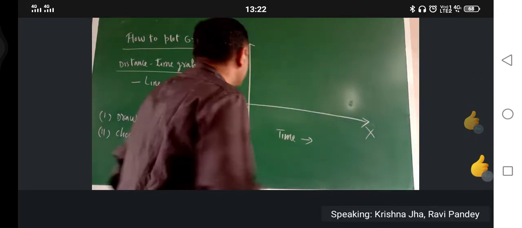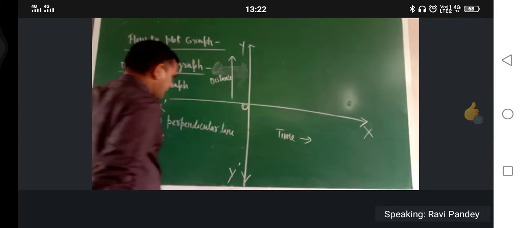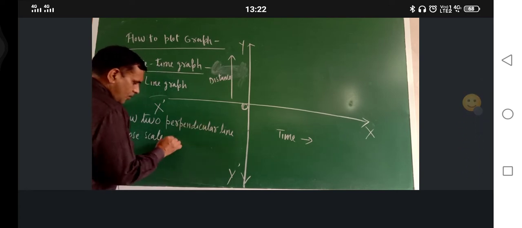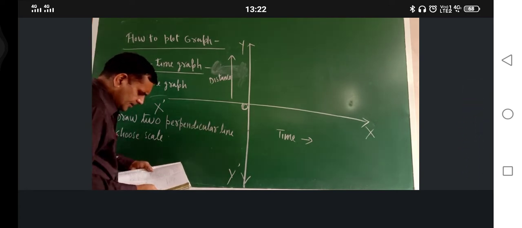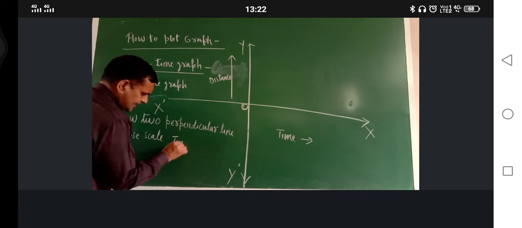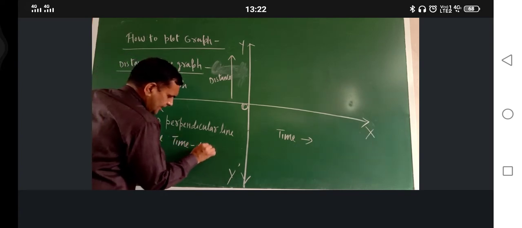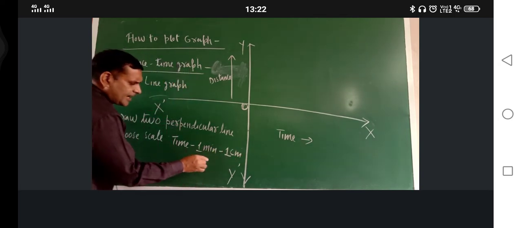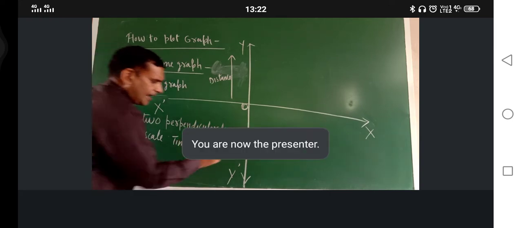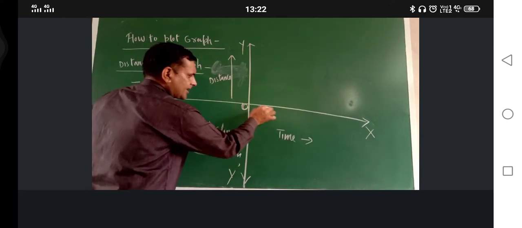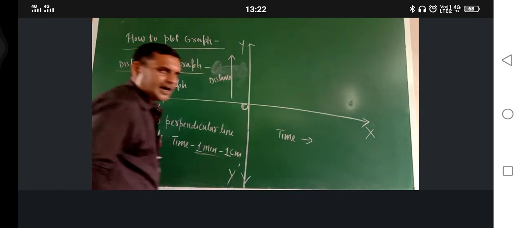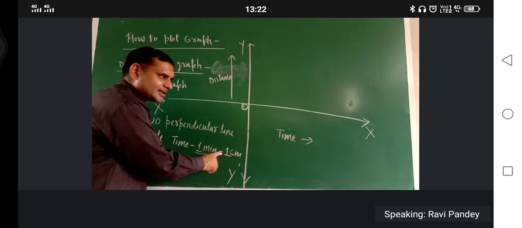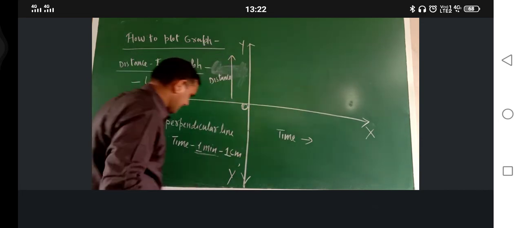Just see, this is graph paper. See how you will select the scale. First, 1 minute equal to 1 centimeter. This is the time. 1 minute is time, and 1 centimeter is the gap in the graph paper. Are you getting my point or not? Means 1 minute actual time is equal to 1 centimeter in graph paper.